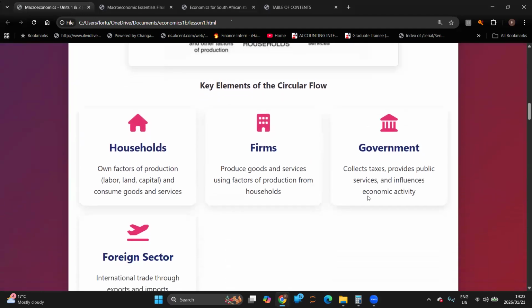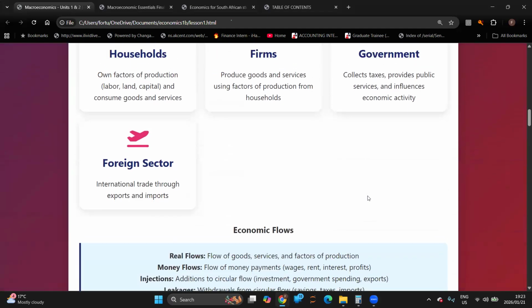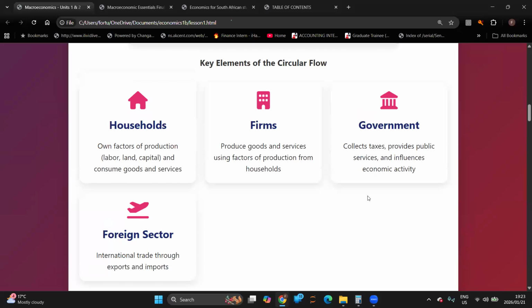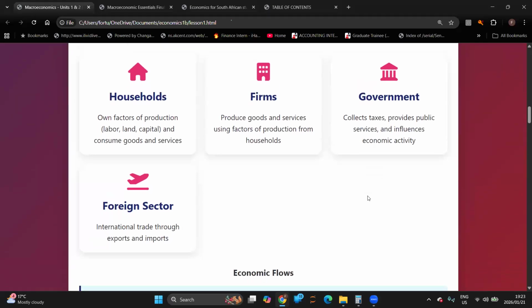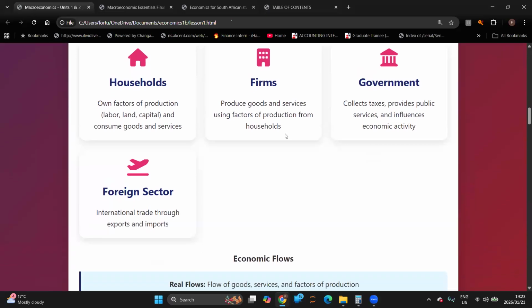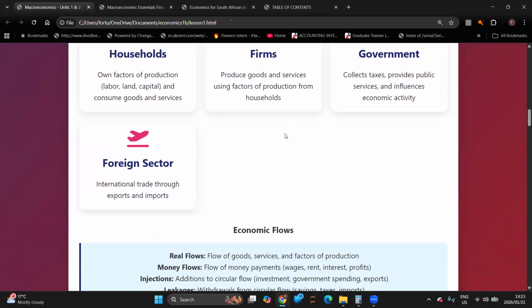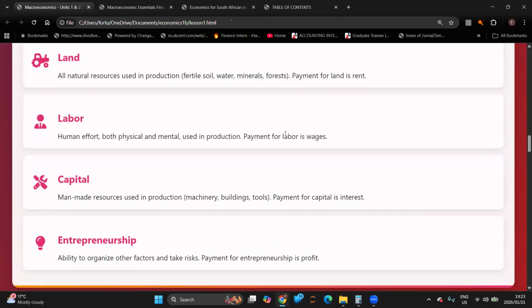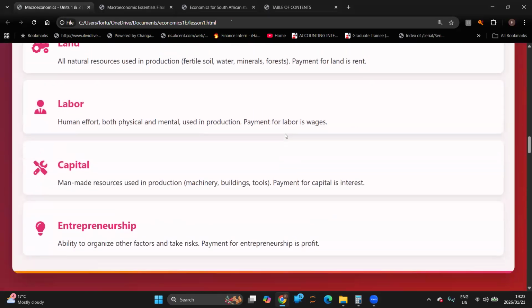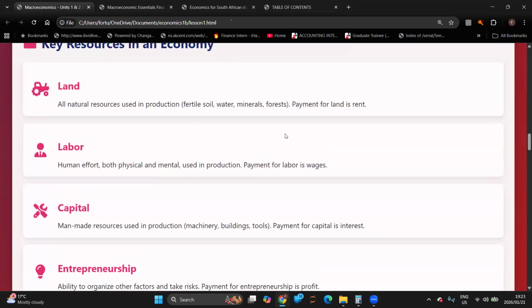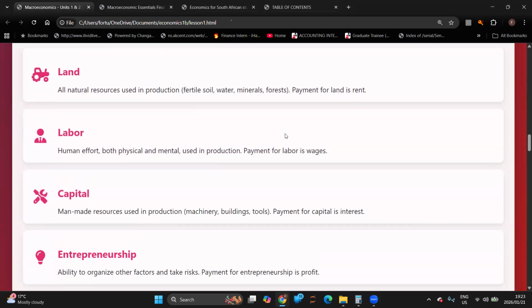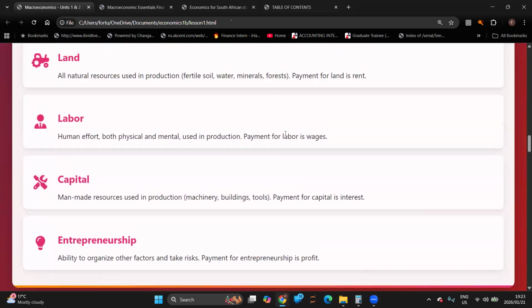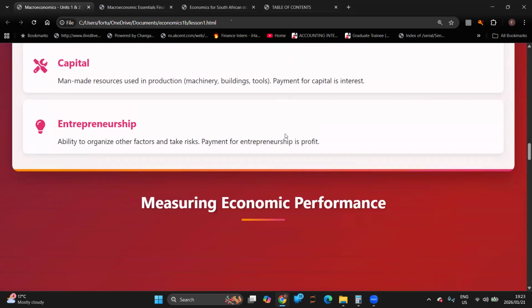So we're going to be looking at the various elements within an economy, we've talked about these. We're going to be looking at them one by one later on. And now we need to get an understanding of the macroeconomic objectives. So these are the factors of production. We have natural resources of land, we have labor, we have capital, we have entrepreneurship.